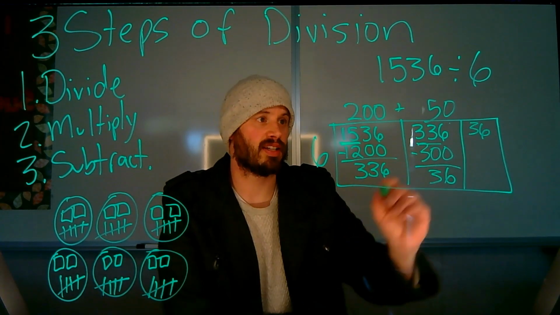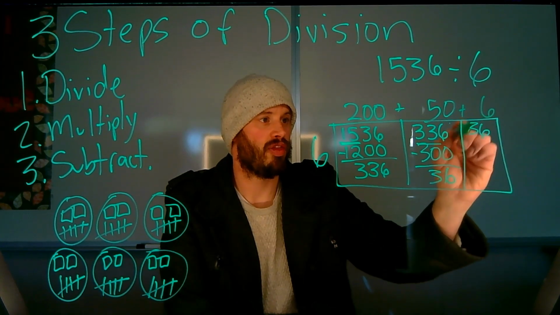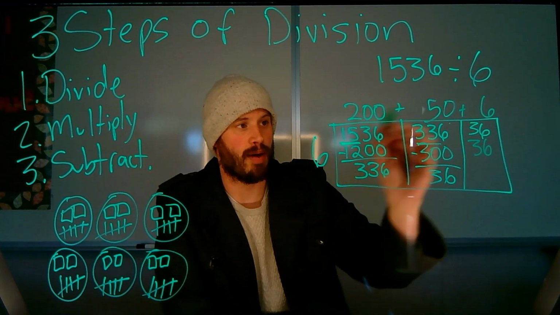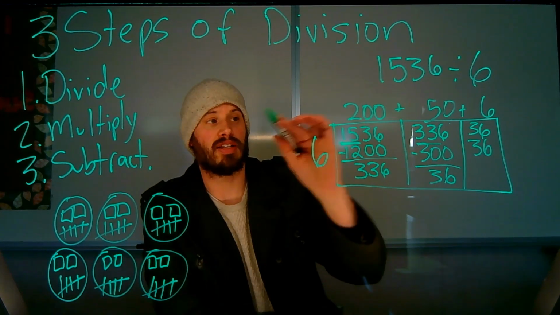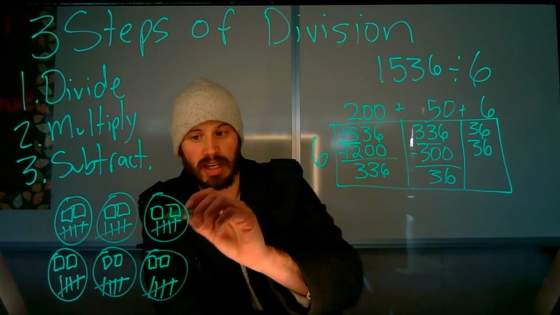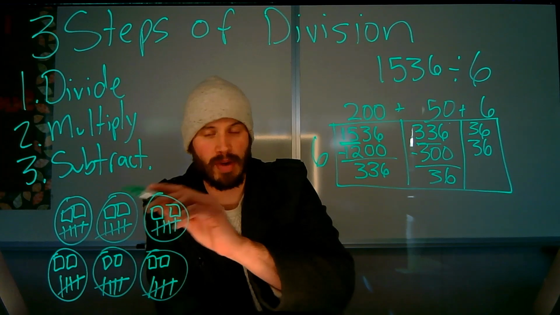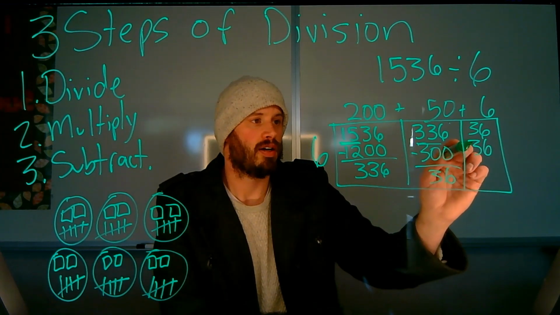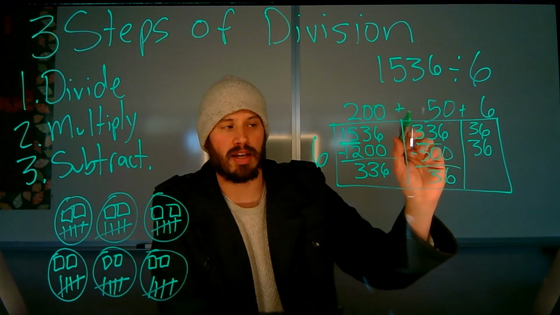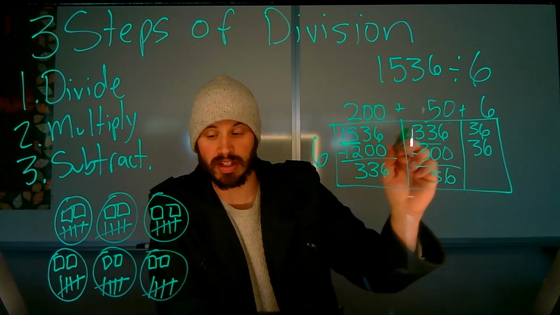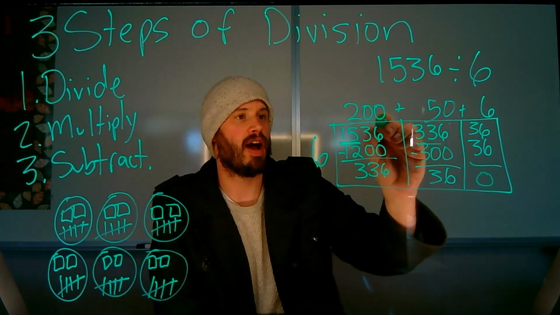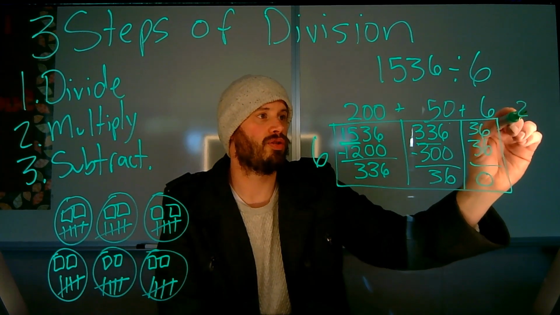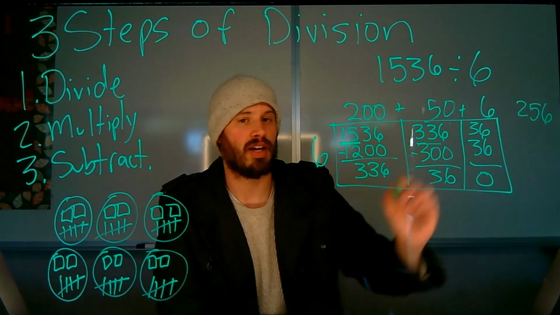6 times 6 is going to get me 36. So again, I multiply. 6 times 6 is 36. Why am I doing that? Because the 6 represents the amount I put in each group. I'm not going to draw that. And the total, 36, is how much I put in. I now have nothing left to divide. I now add this and I get 256.